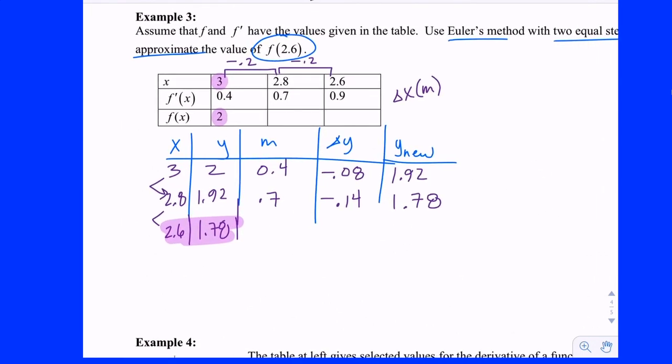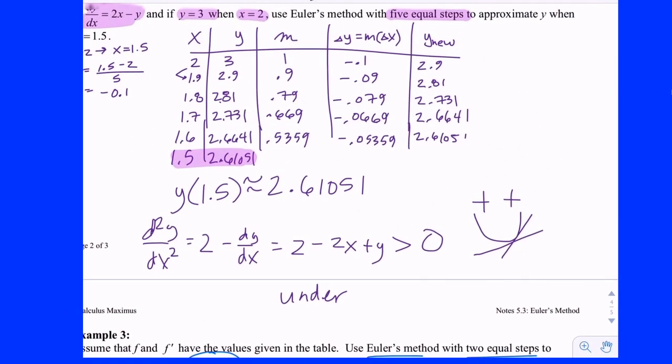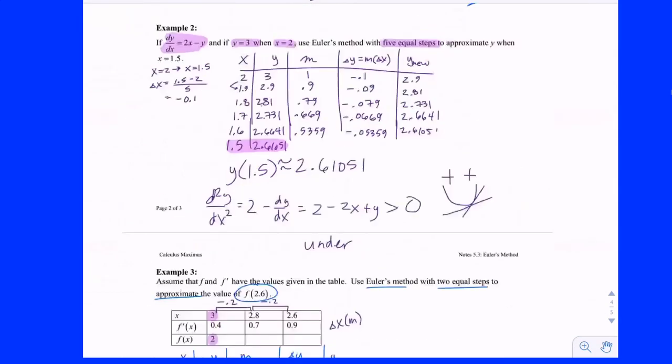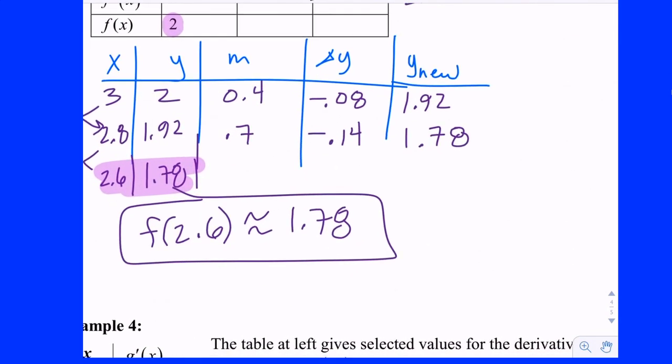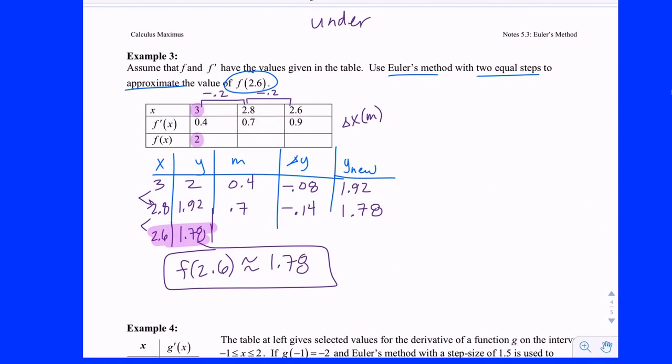I don't do another iteration, but I don't walk away from the problem yet either, do I? No. F of 2.6, say it. Squiggles. 1.78. When you're doing Euler's method, like up here when we had all these decimals, you don't want to round on the intermediate process. Carry as many decimals as you get all the way through. Is there a way to determine if that's an over or an under approximation, just from the information given? No, we don't have the equation or any information about the concavity of the function.